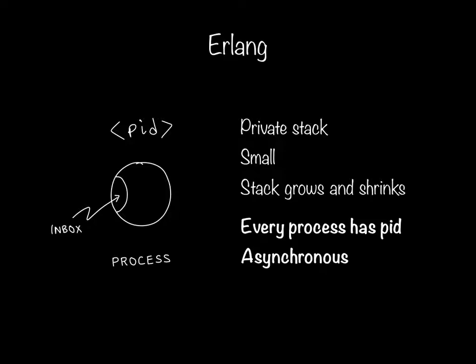But here, every process has a process ID, right? So you can interact with the process by sending a message to it as long as you have the process ID. In Go, we don't have that. We have only channel references, right? We send data in the channel. But Erlang does it in a different way. It has a process ID, and then you can connect to that, and it's asynchronous.